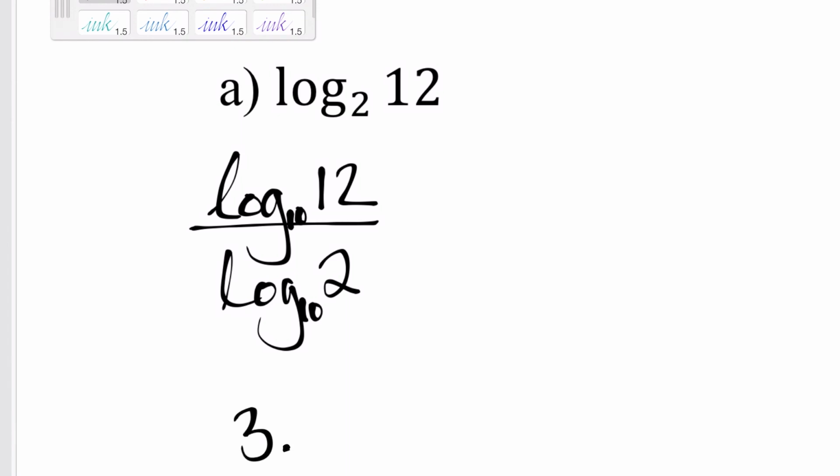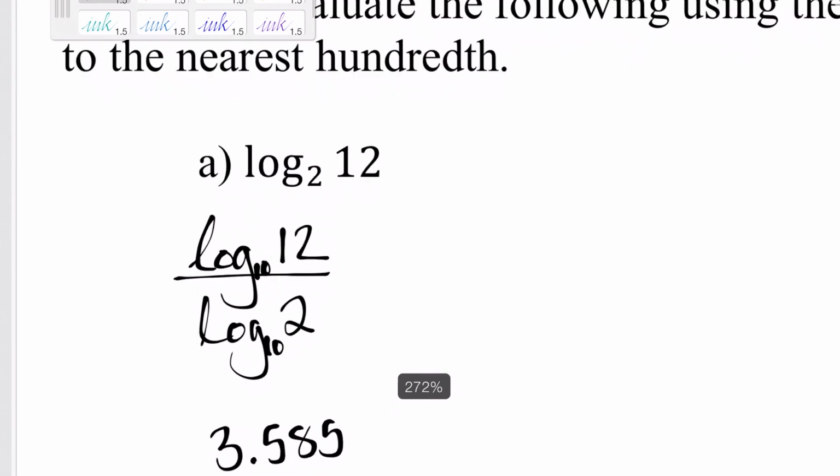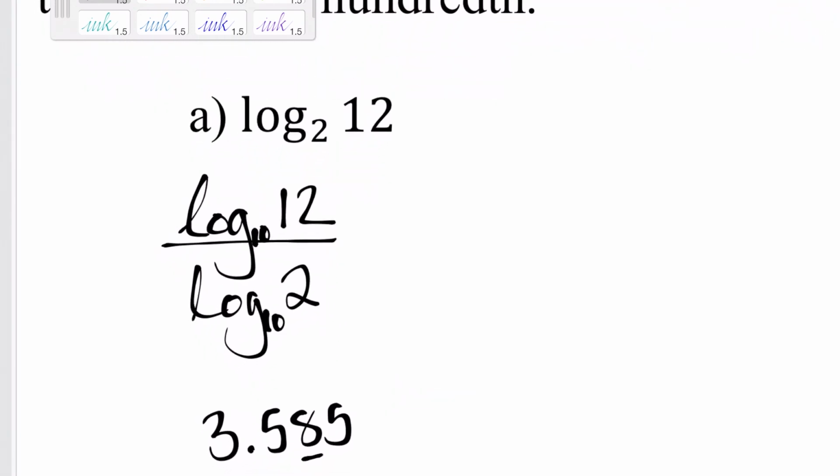And it would give us a 3.585. Although it does say to the nearest hundredth, and so that's the second number after the decimal, so I'm going to have to round that to a 9.